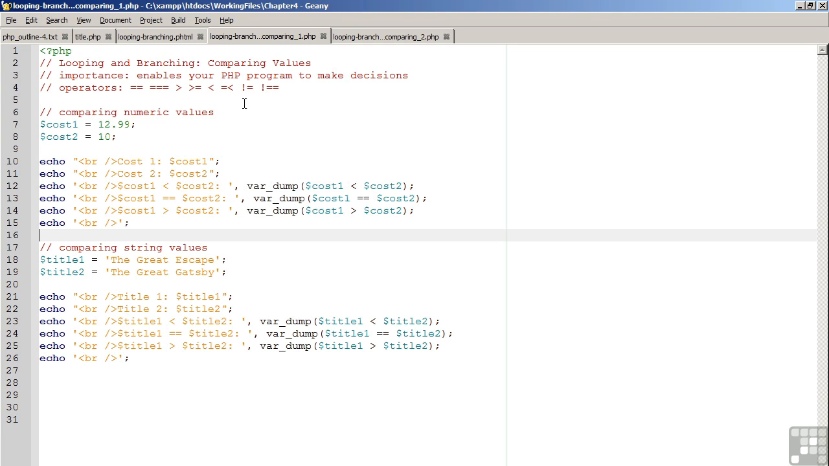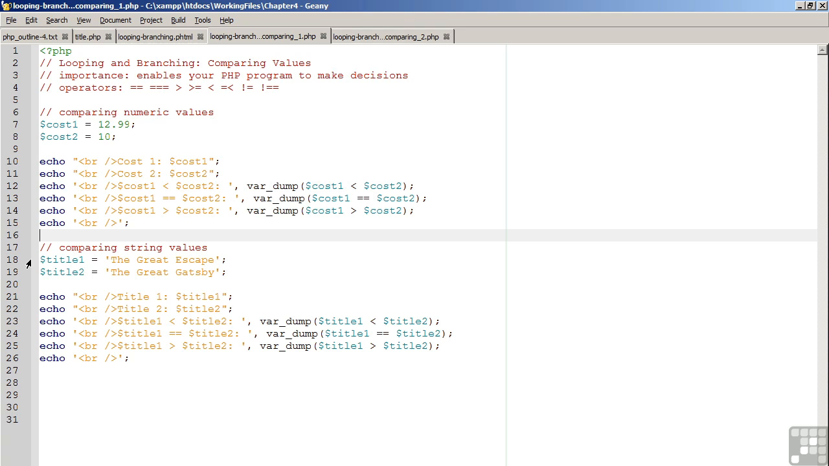Starting with our first comparison, we have two numeric values, $cost1 and $cost2. On lines 12, 13, and 14, we're using the var_dump command to display the result of very simple comparison expressions. There are three expressions. The first one tests to see, is cost1 less than cost2? The second one checks to see if they're equal. The third one checks to see if it's greater than.